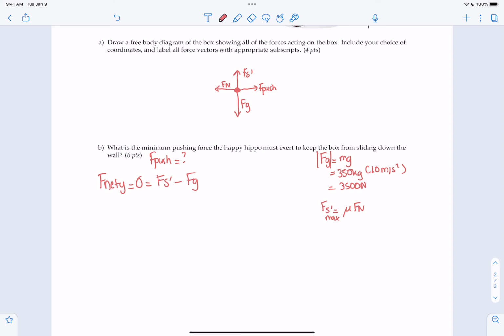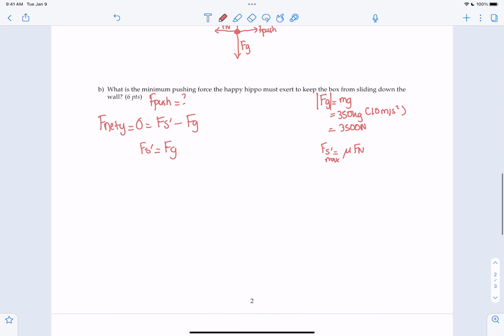And so Fs prime is equal to Fg then. And we know that Fg is equal to 3,500 newtons, so Fs prime should be equal to 3,500 newtons, right? And so, yeah, go ahead.